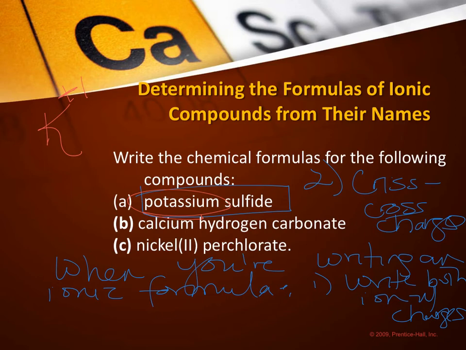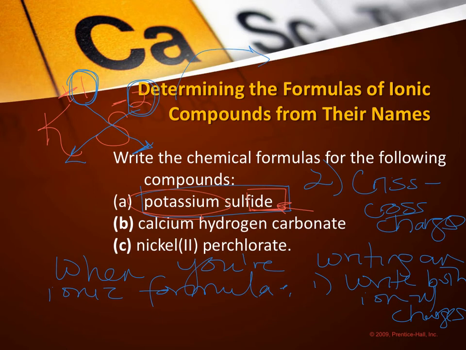And sulfide, it ends in -ide, which means it's just an element from the periodic table. If you see that ending -ide, it's probably a binary compound. Sulfur, that's in group 6A. It has a charge of -2. Here's what I mean by crisscross. You take whatever the charge is on the metal, and it becomes a subscript on the other element. Whatever the charge on the nonmetal becomes a subscript on the metal.